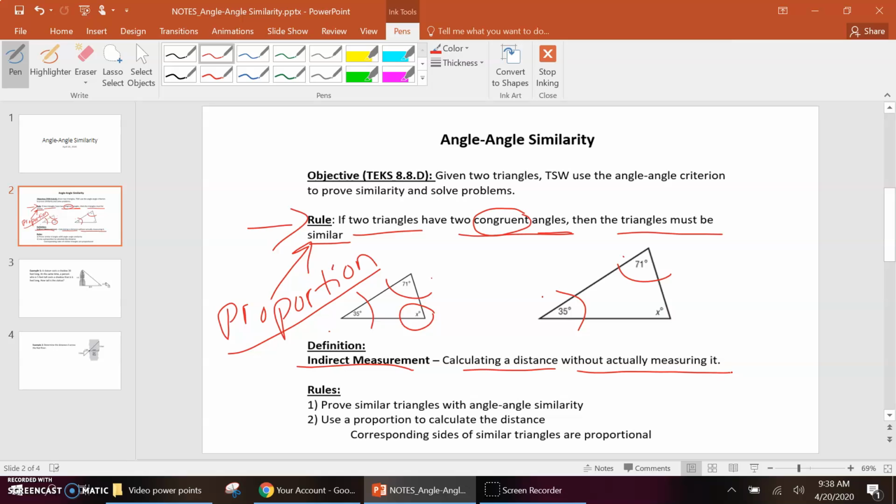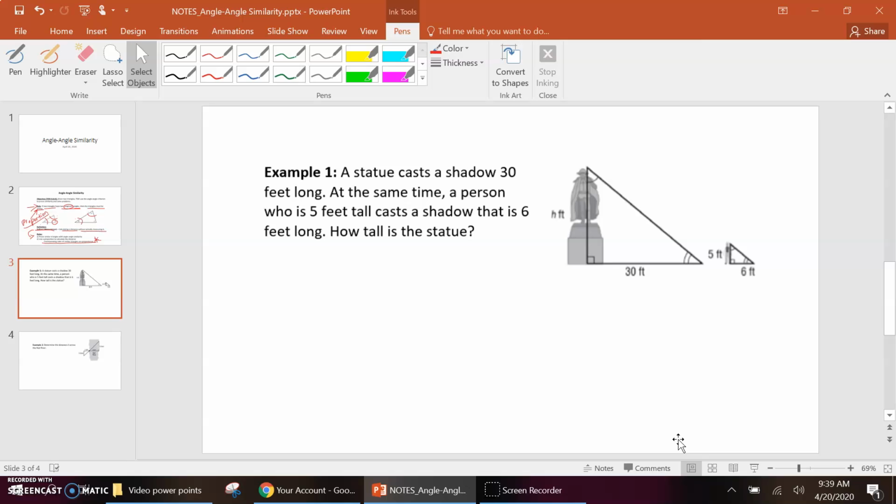Okay, so to do this indirect measurement, you first prove you have similar triangles with angle similarity, and then you're going to use a proportion to calculate the distance. Corresponding sides of similar triangles are always proportional. Remember, that was part of the big definition. The corresponding sides are proportional. All right, next slide here.